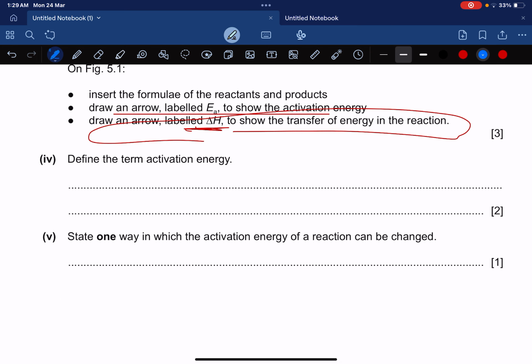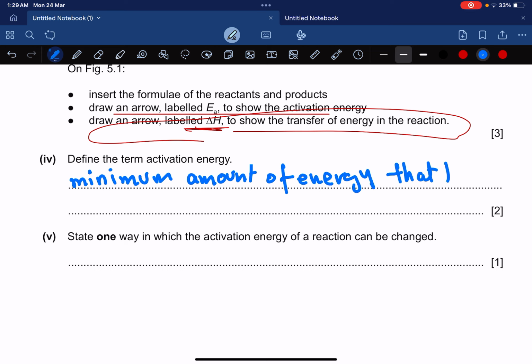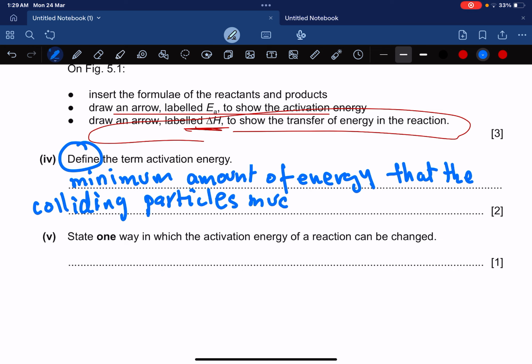Define the term activation energy. Activation energy is simply the minimum amount of energy that the colliding particles must have in order to react. That's easy, you should learn it. Whenever a definition comes, learn the definitions from the syllabus. That's highly recommended. If they don't have the activation energy, they're not going to react. So they must have the activation energy.